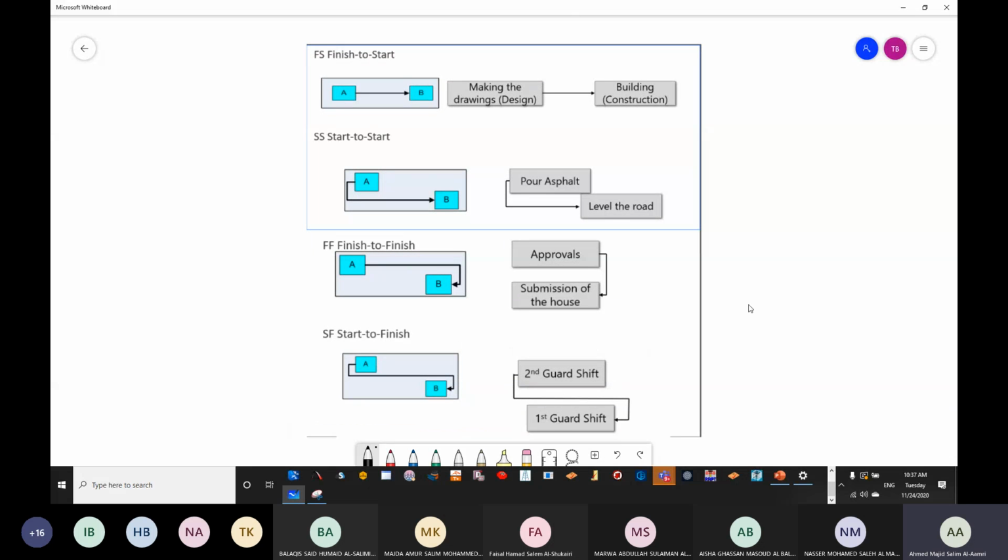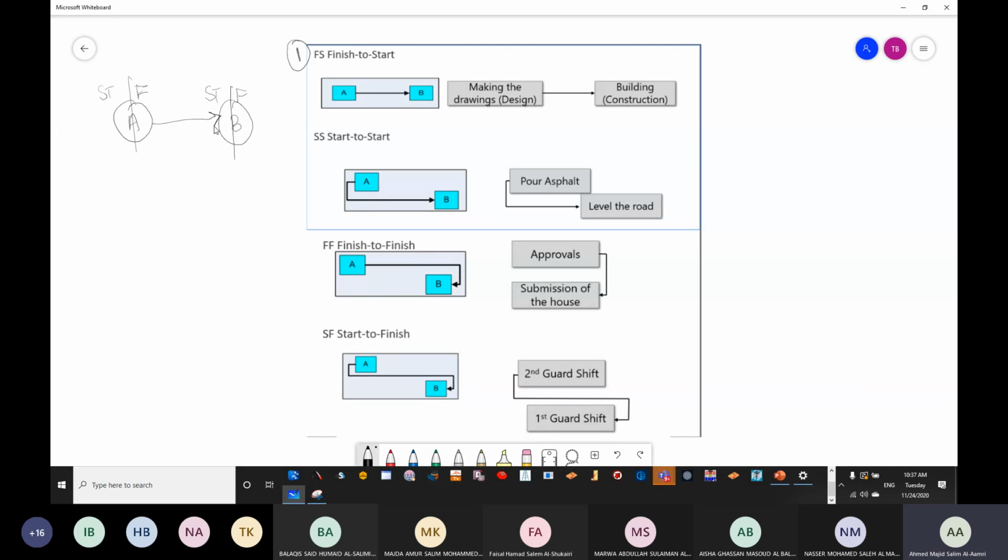Now, if you see here, we have four examples. One of them is the typical relationship that we are having, which is finish to start. In this particular example, if we divide A, this is my A, this is my B, this is start, this is finish. You will see that your relationship for the first example is finish to start. The arrow is going to go from the right side to the left side. Okay? So it's finish to start.